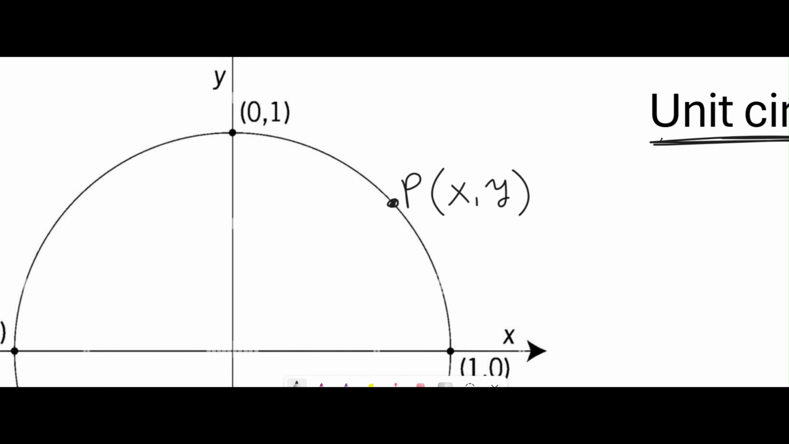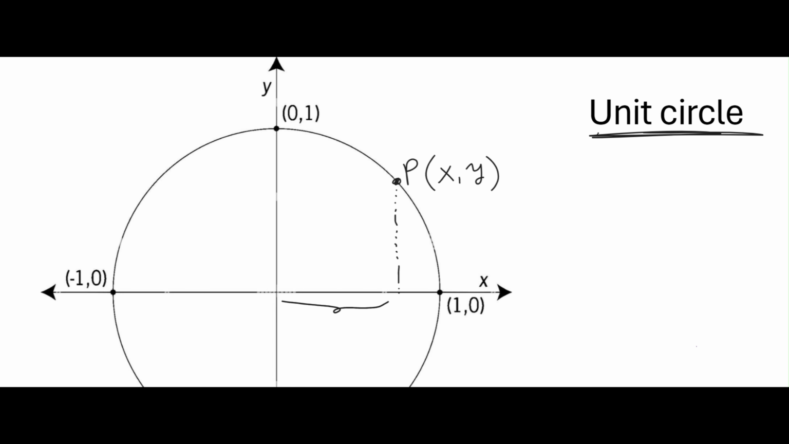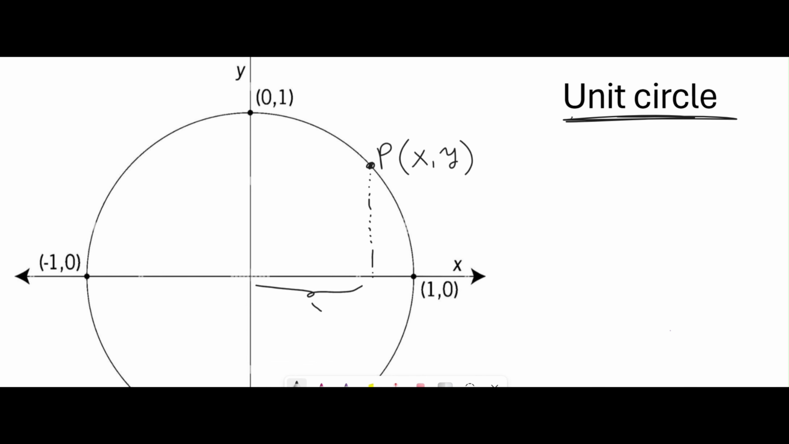Now we know that this point P has two coordinates, x and y. The first coordinate, x, is the length on the x-axis, right? So the x coordinate is the value on the x-axis, while the y coordinate is the value on the y-axis. All right, that is clear.